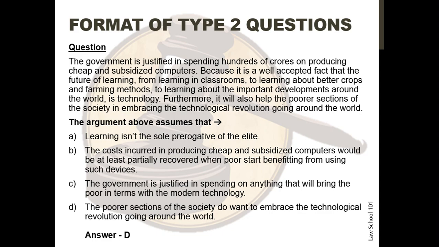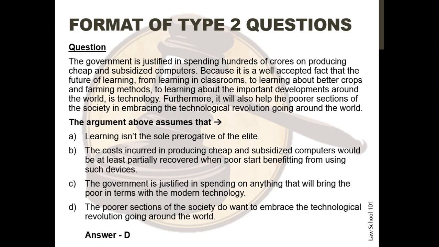Now we have understood the paragraph, including the premise and the reasoning. Let us now read the assumptions one by one while analyzing them. First, learning isn't the sole prerogative of the elite. The statement nowhere talks about elites or their outlook towards education. Thus, this cannot be a valid assumption due to external information.